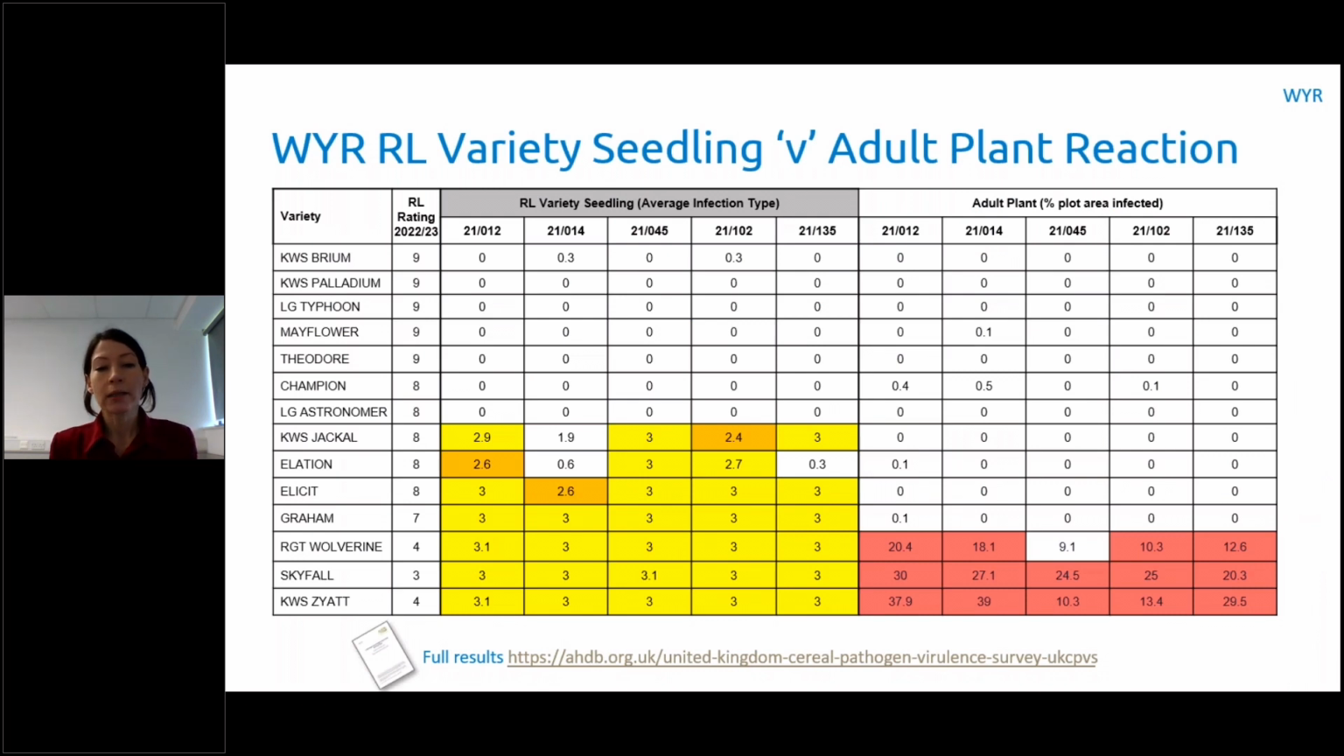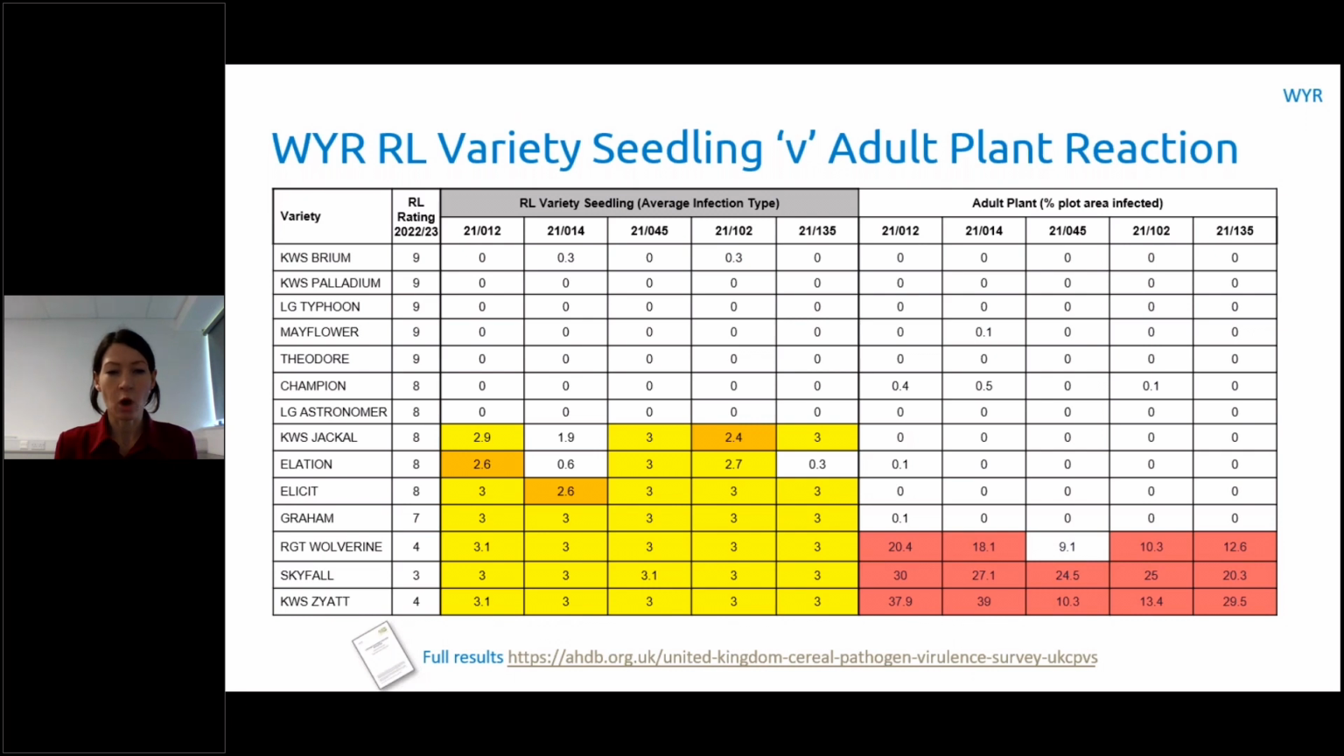So as well as our initial seedling differential test, we also performed RL variety seedling tests using just those 5 isolates that we selected for adult plant trials. And I've compared just some of the results here for the seedling stage alongside the adult plant reaction.